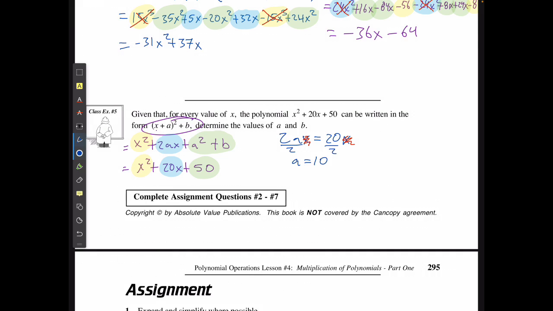Now I can solve for b. If I know that a squared plus b is equal to 50, well then that means that 10 squared plus b is equal to 50, or 100 plus b is equal to 50. I'm just going to subtract 100 from both sides and get b is equal to negative 50.